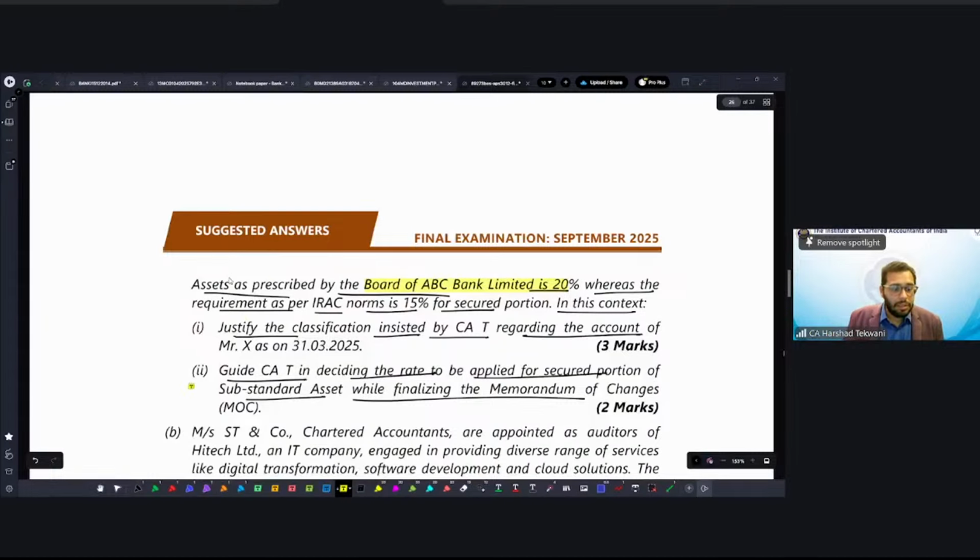As a result, classification: substandard, provision: 20%. Clear? Yes, sir, very much clear, sir. I was a little bit in a dilemma, but I thought of going with the norms. Okay, now the provision is very much clear.